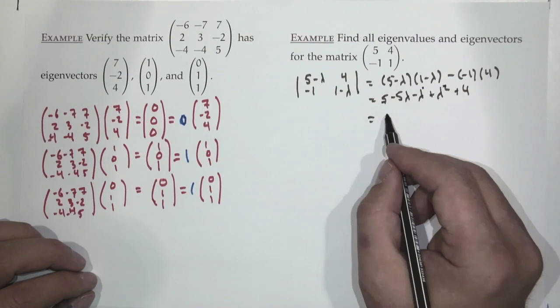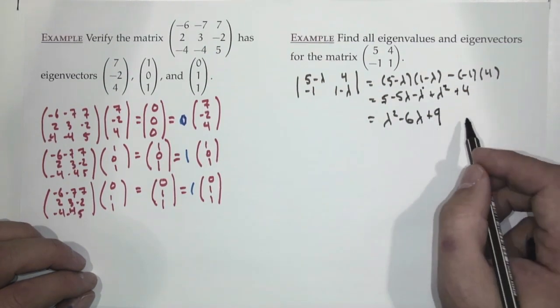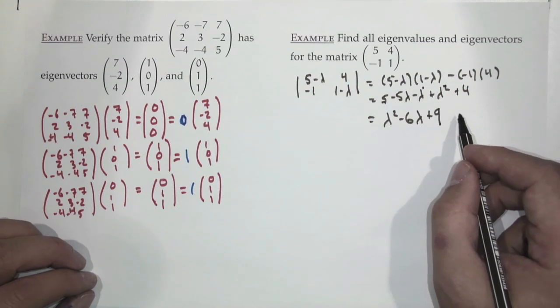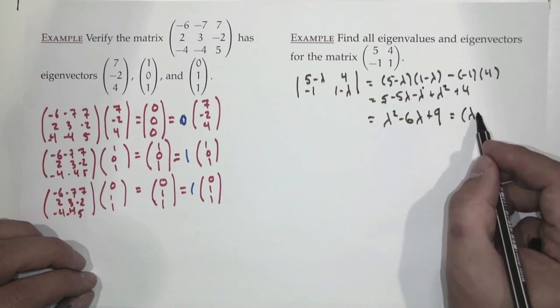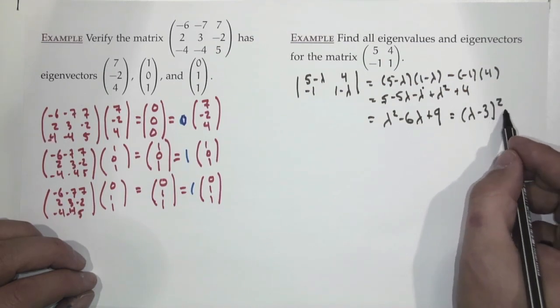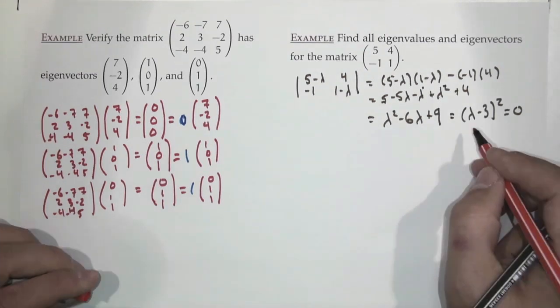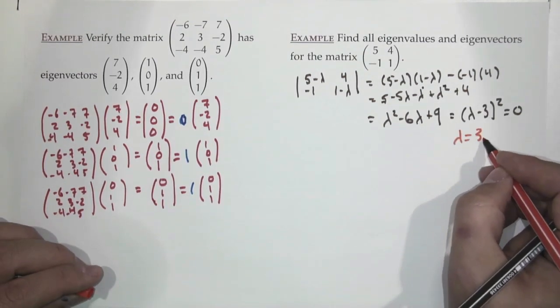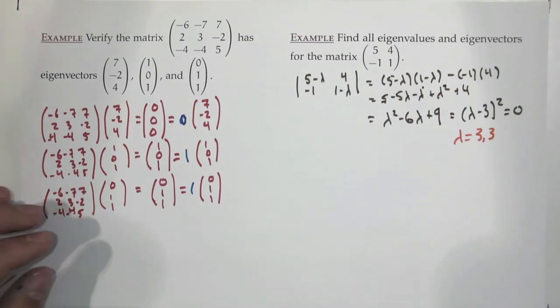If you put this all together, you get lambda squared minus 6 lambda plus 9. Does that factor? That's what? Lambda minus 3 squared equals 0. So we say, oh, lambda equals 3 is an eigenvalue 2 times. All right. Cool, cool. We found all the eigenvalues. Now we're going to find all the eigenvectors. All of them. Every single one.